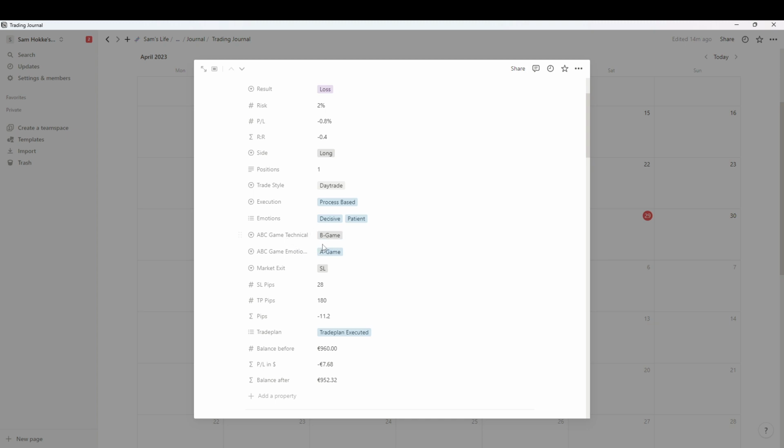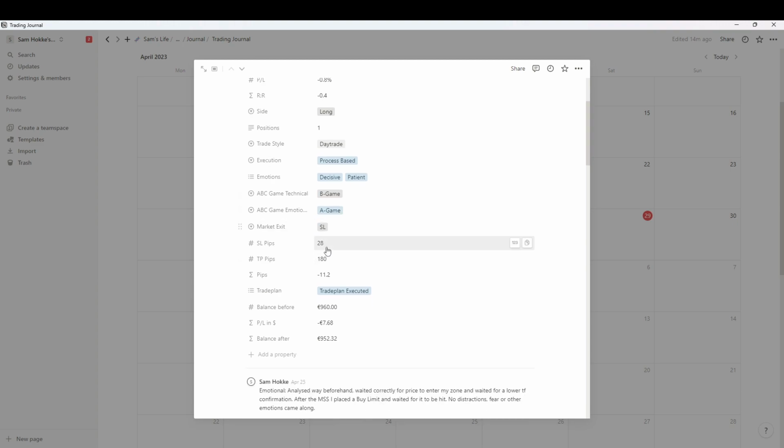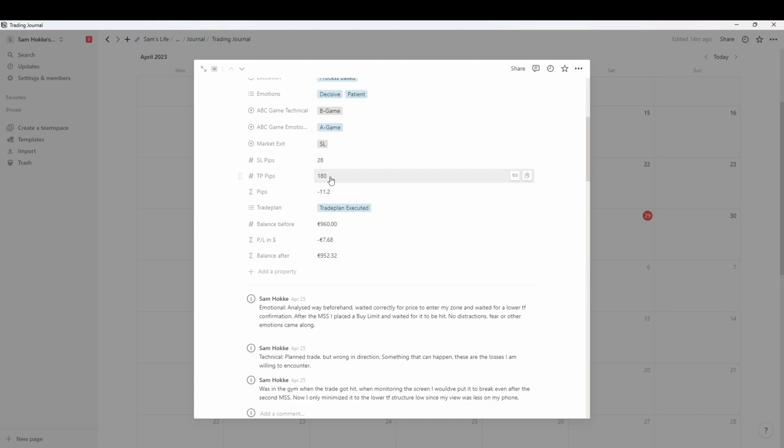Was it a B or C game technical wise trade? For me, I say this was a B, and the market exit was a stop loss. How much was the stop loss? How much was the take profit, etcetera. And here you can see the balance. As I said, it's a small account, so the loss was also pretty small in here.